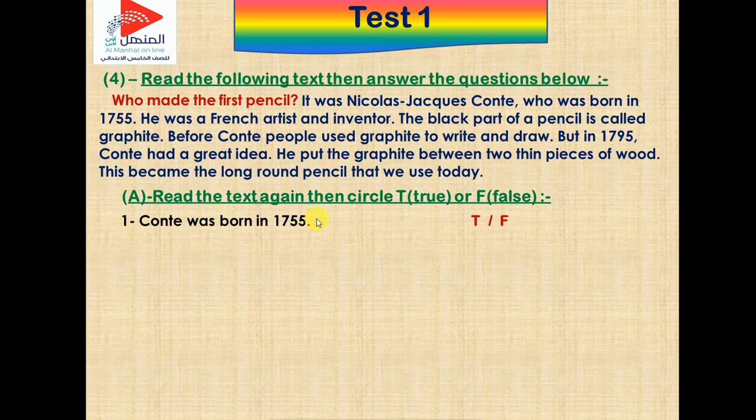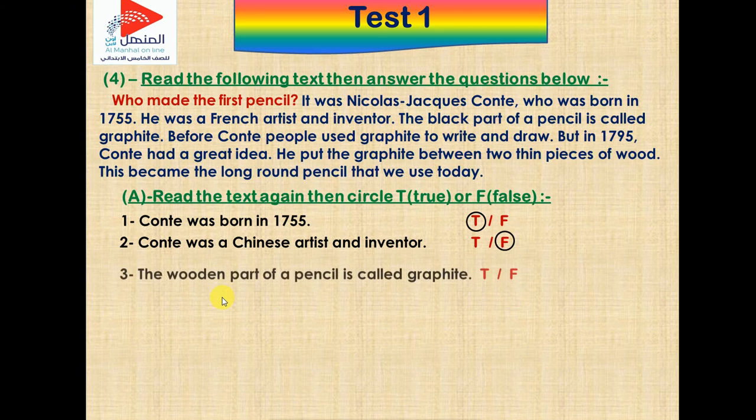Number one, Conté was born in 1755. If you go back to that reading text, you'll find he was born in 1755. So that is very easy. So the answer is excellent, true. Good job. Number two, Conté was a Chinese artist and inventor. Do you think he was Chinese? He was from China? No, he was French. He was from France. All right, so that is false.